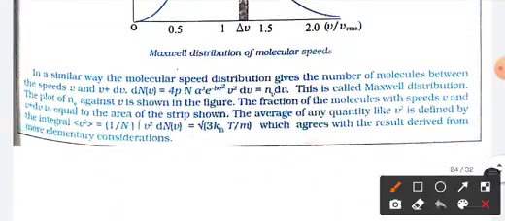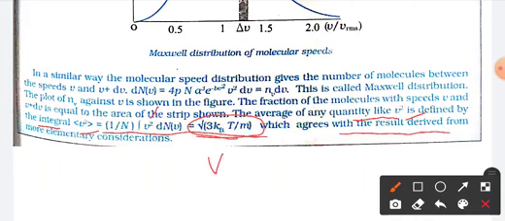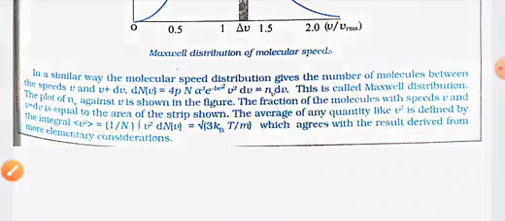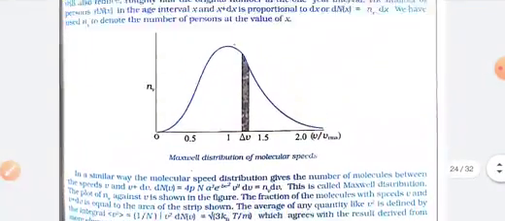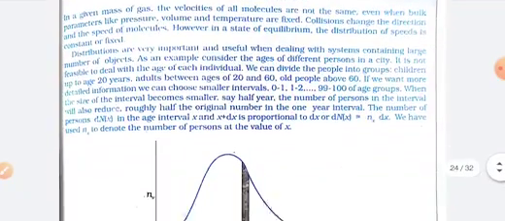So the average of any quantity like v square is defined by the integral of this. If you want to calculate v square, it is calculated by integration of this. This was the root over 3 kBT by m. This is equal to v rms square, which agrees with the result derived from the more elementary consideration. This is not actually in our course. We have only this curve. This is the Maxwell's distribution function.